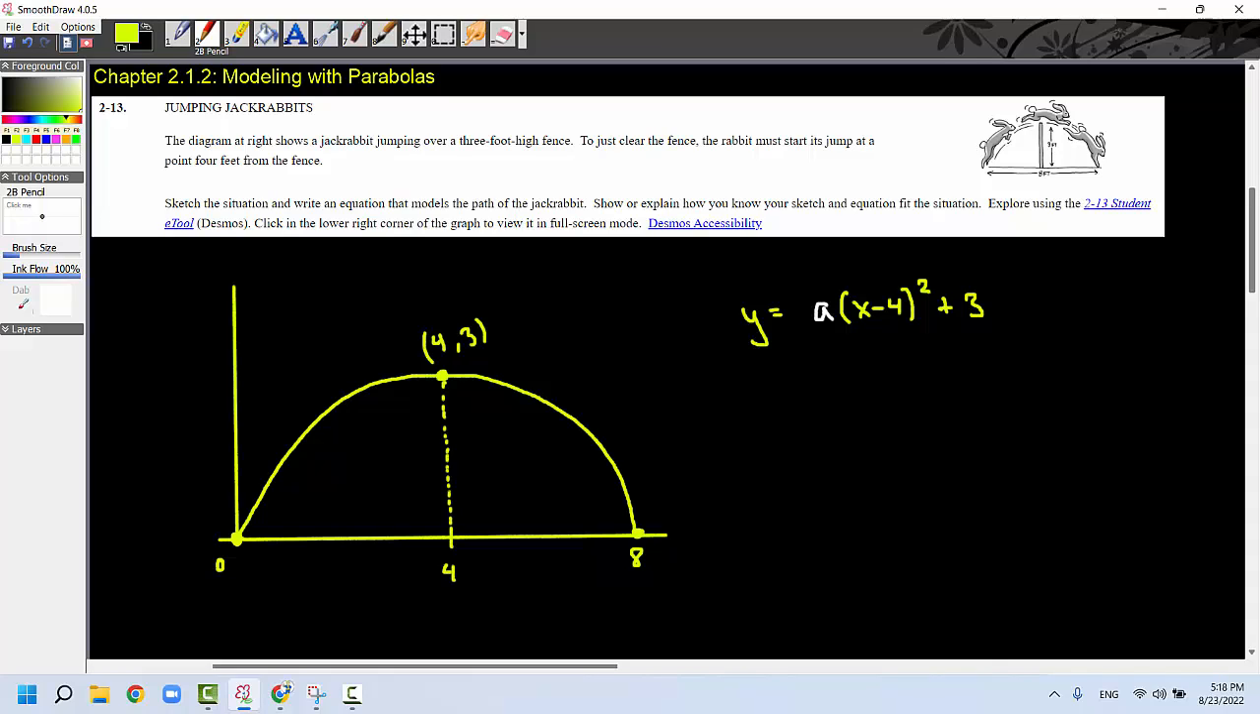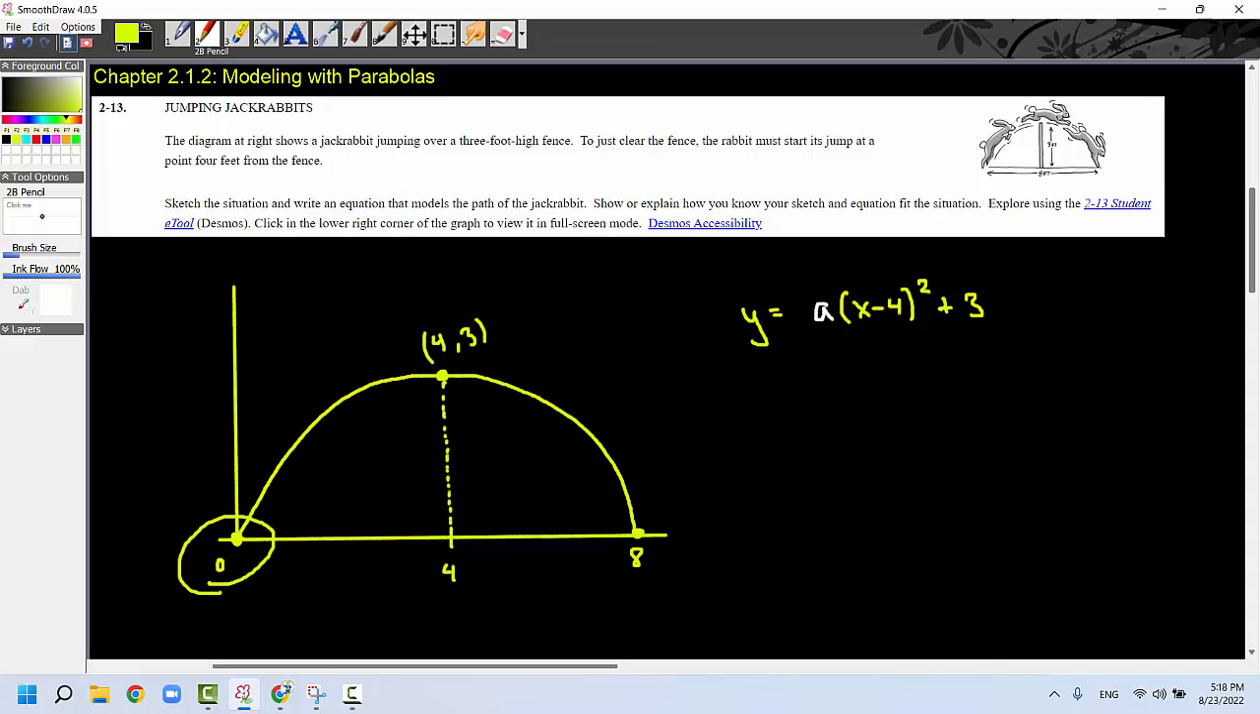So how do I solve for A? I'm going to pick another point that is not my vertex, because I've already used my vertex, the 4 and the 3, for the h and k. So I'm going to pick another coordinate that I know is going to be on this parabola. The easiest one to pick is this one here, (0, 0). And this is why I opted not to center the parabola at the origin, because if I did, I would have to choose something behind 0 or in front of 0.